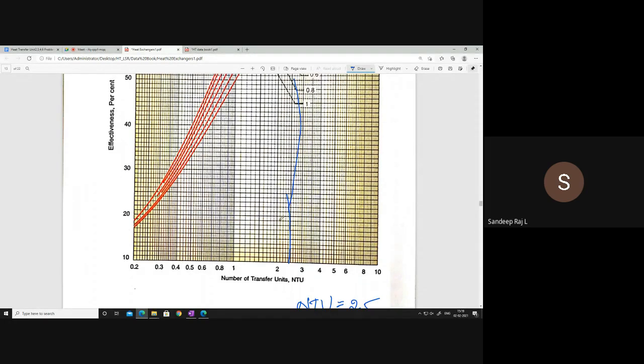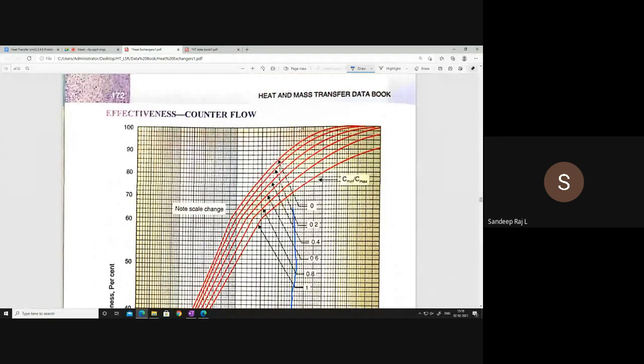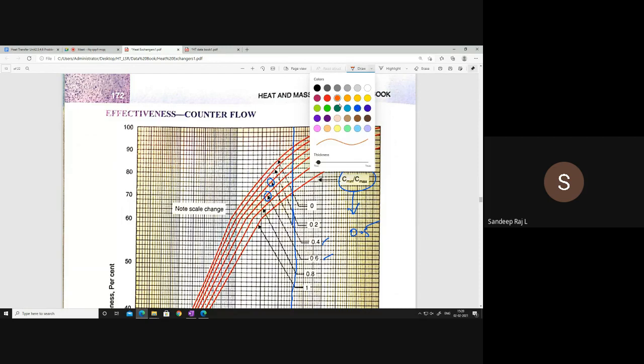Take this vertical. So this is your vertical, and this one, C min by C max, is 0.5. ఇది 0.4 ఉంది, 0.6 ఉంది. 0.4 అంటే ఇది, 0.6 అంటే ఇది. So between these two you draw a 0.5 here. So 0.5 will be something like this.